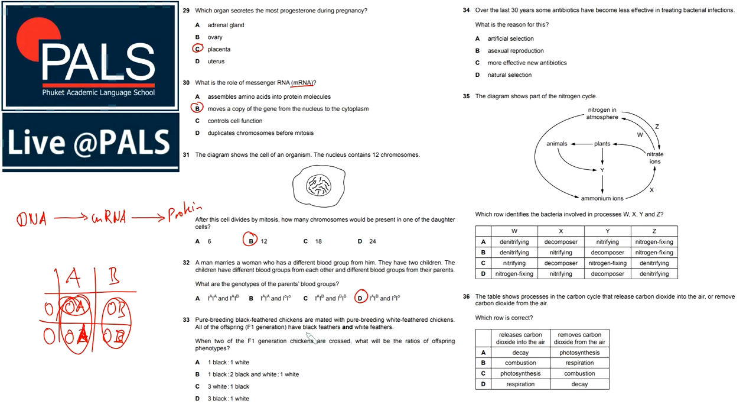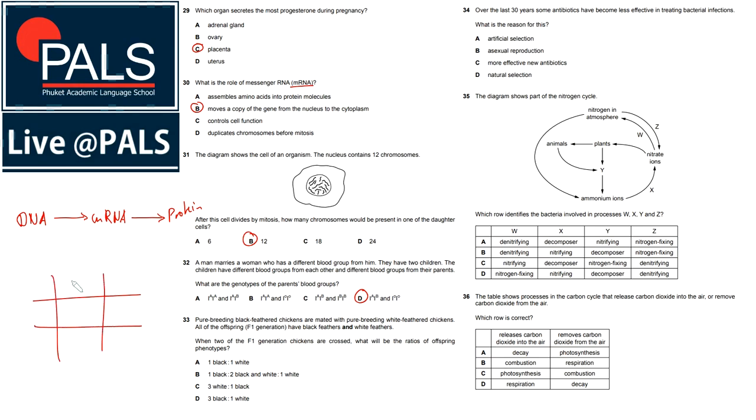Okay, so they are mixed black and white. This means this is not dominant recessive. Simple inheritance, this is a bit more complex. When two of the F1 generation chickens are crossed, what will be the ratio of the offspring's phenotype? So that means we have codominance here, two dominant alleles, and we can do a Punnett square again.